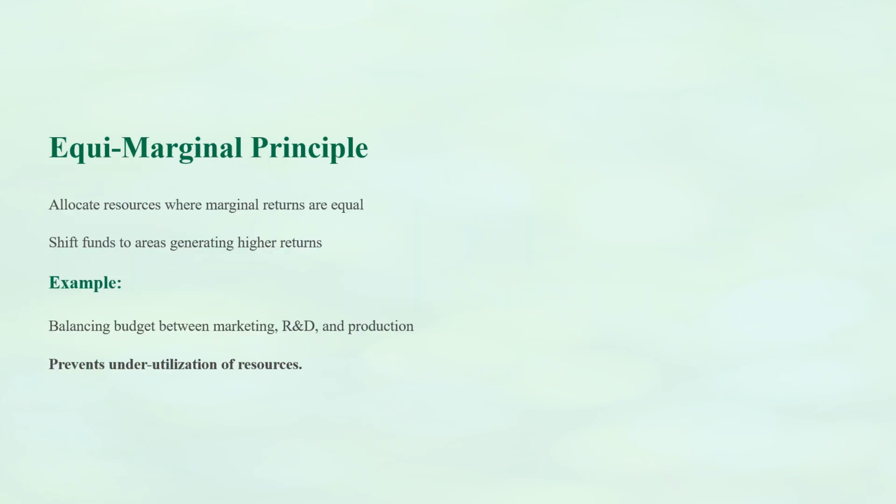The next principle is the equimarginal principle, where resources should be allocated in a way that gives equal benefit from each use. This ensures maximum overall satisfaction or profit. Here, business decisions are about pricing, production and profit. We have seen that we allocate resources where marginal returns are equal and shift funds to areas generating higher returns. For example, balancing the budget between marketing, R&D and production prevents underutilization of resources.